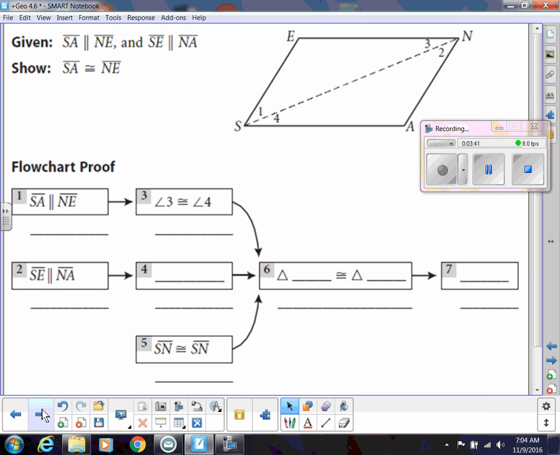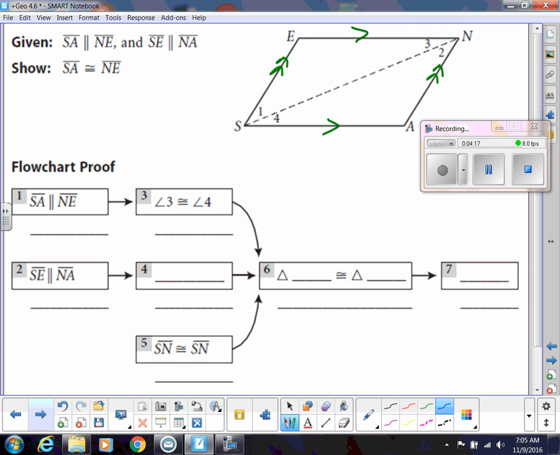All right, so here's another proof. So we are given that SA is parallel to NE. So SA is down here. That's parallel to NE. And then SE and NA are parallel. So notice I'm marking them with my arrows. And we're trying to prove that SA is congruent to NE. Now, a very common thing people like to say is, well, these are parallel, so therefore they're congruent. That is not an acceptable reason to show sides are congruent. Okay, we do not know that.